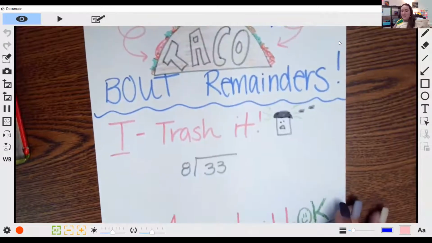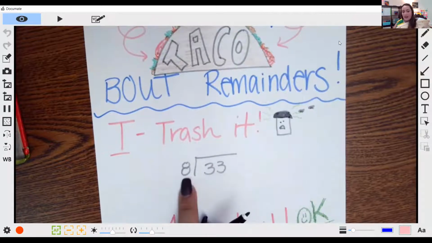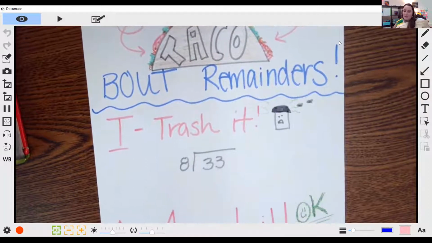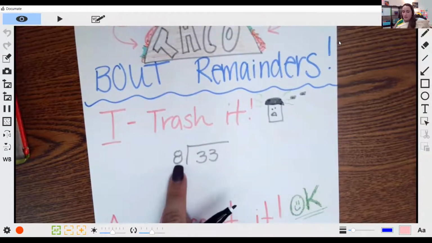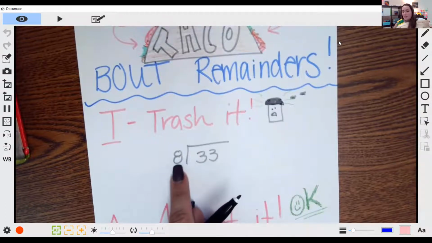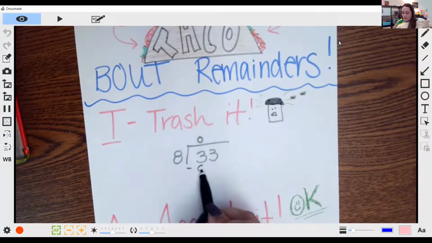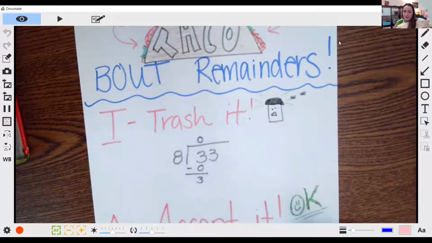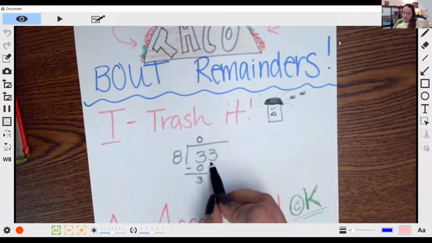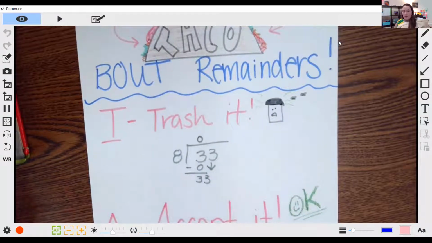Okay, so first, we're gonna talk about trashing it. The problem said we're gonna divide 33 by 8, okay? And here's my little guy saying, I think we're gonna trash it. So first, when I'm dividing, I need to think about this number here and my tens place right here. How many times can I multiply 8 to get 3? Well, 8's bigger than 3, so 0. I can't do that. 8 times 0 is 0, so I'm going to subtract, and I come back with 3 again. Well, I need to bring down this other 3, and now I'm looking at how many times can 8 go into 33 when multiplying.